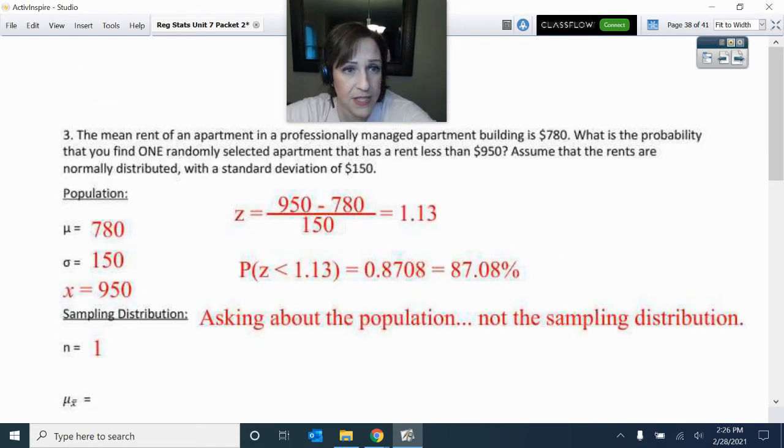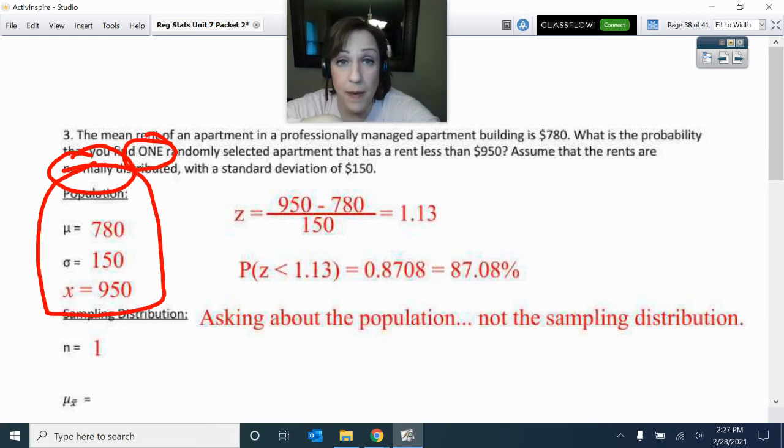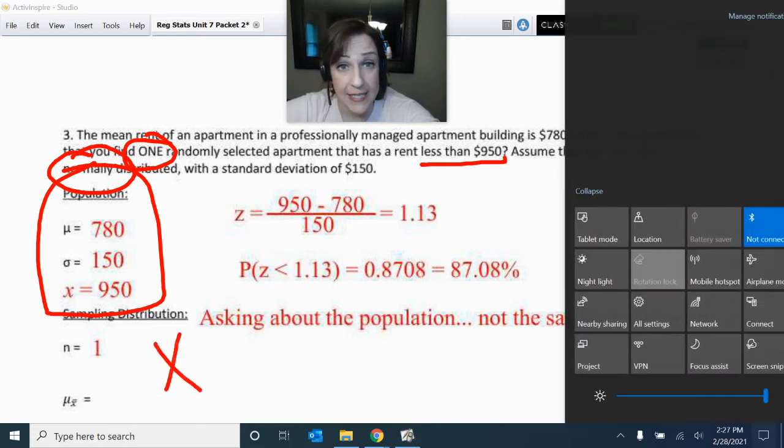Next, number 3. Here I noticed that it is asking me about one selected apartment, as opposed to the previous page, when we were asked about 9 apartments. I do have that the population is normally distributed, so I am allowed to do the normal model math about one single apartment. The probability that one single apartment is less than 950 is 87.08%. Again, it was asking about the population, not a sampling distribution, so I did not even fill in the information down here because it didn't ask about that.